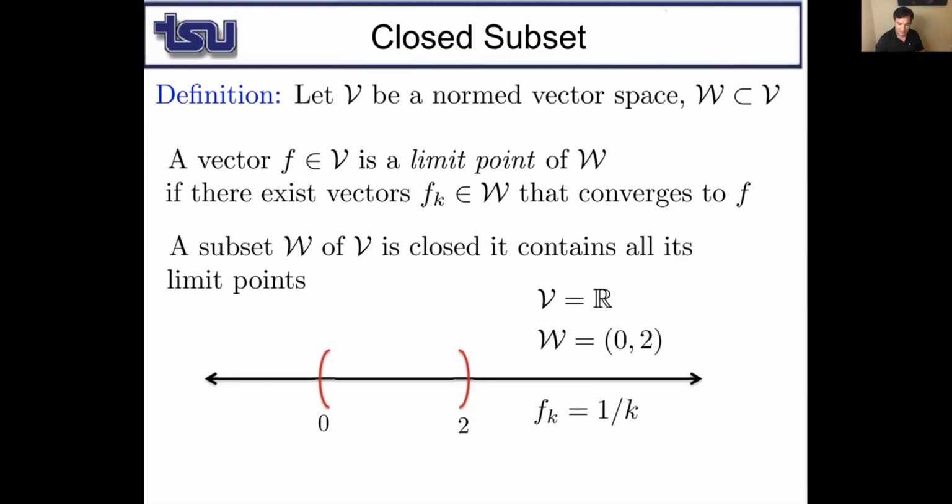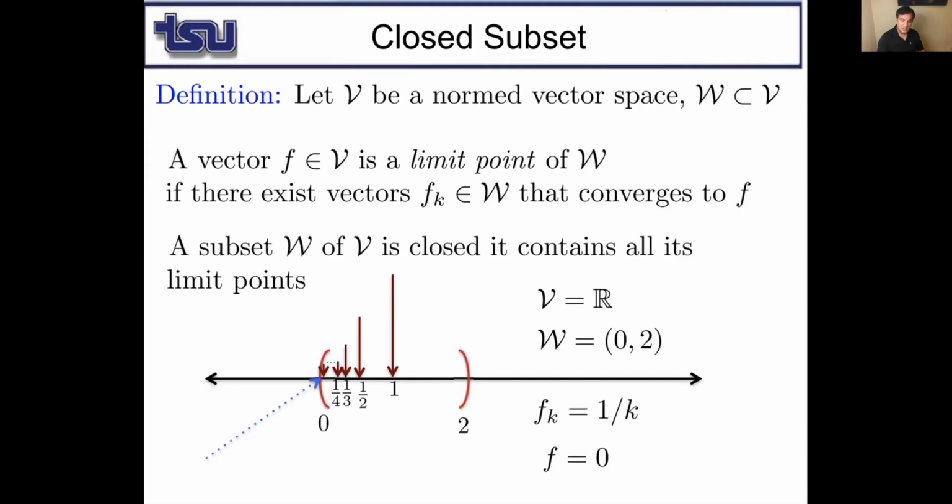We know that (0, 2) is in R, right? So V is R, W is the interval (0, 2), and 0 and 2 are excluded. Now think about f_k equals 1 over k. The f_k's are all in W. Why? For example, if k is 1, 1 over 1 is 1. If k is 2, 1 over 2, then 1 over 3, 1 over 4, and so on. They are all in W. But think about 0. As k goes to infinity, f_k is going to converge to what? 0, right? So all of the f_k's are in W. However, they converge to 0 and 0 is not in W.